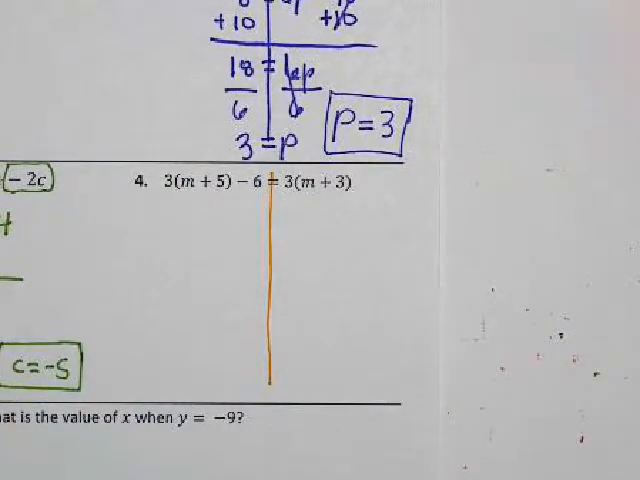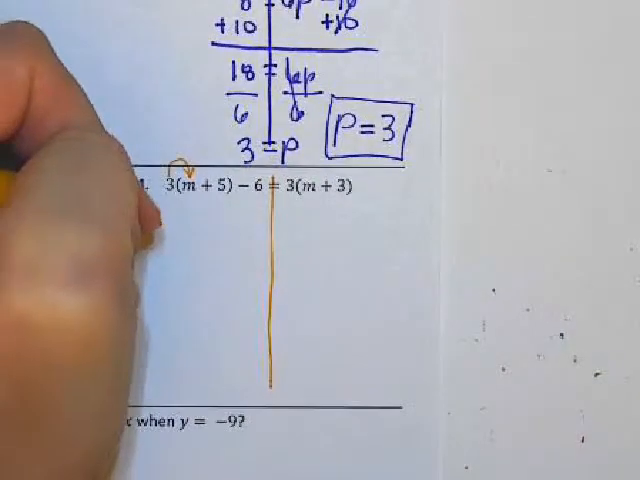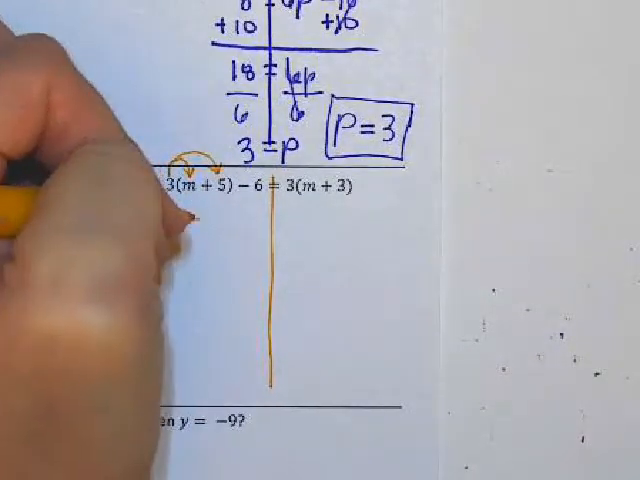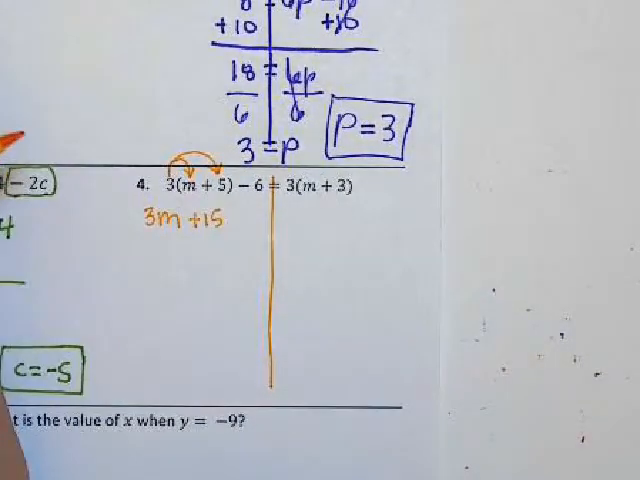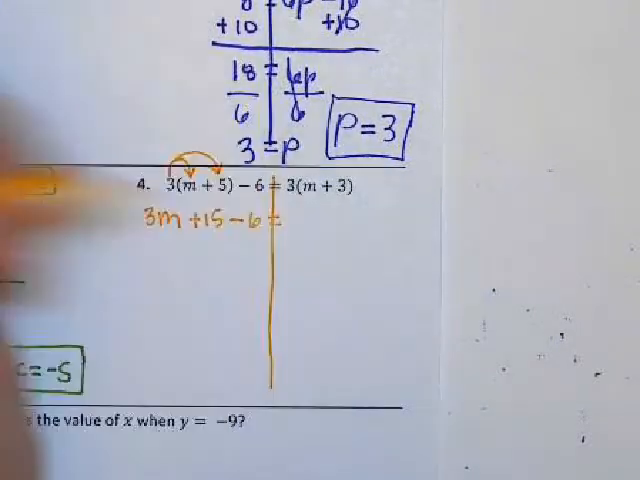Parentheses. I gotta simplify first, then I can solve. Okay, so how do I get rid of parentheses? Distribute. So 3 times m is 3m. 3 times 5 is positive 15. Can I do anything else over here? No. So what do I gotta do? Drop the negative 6.